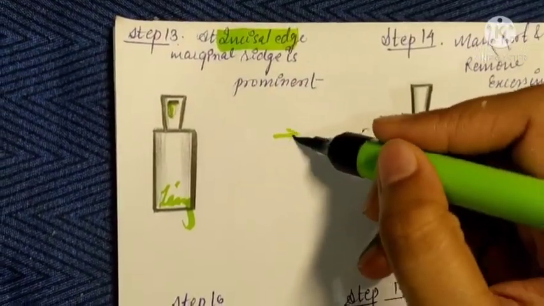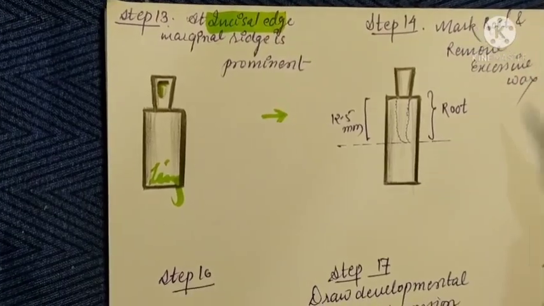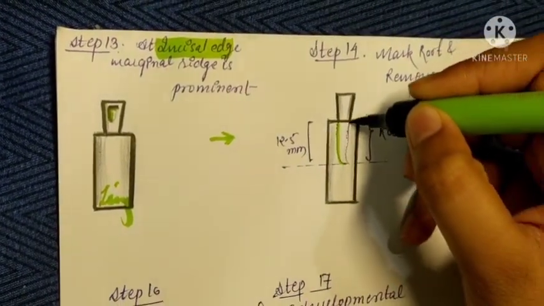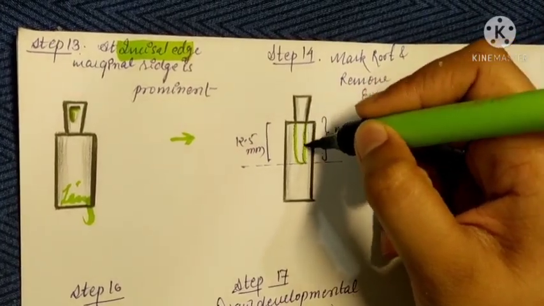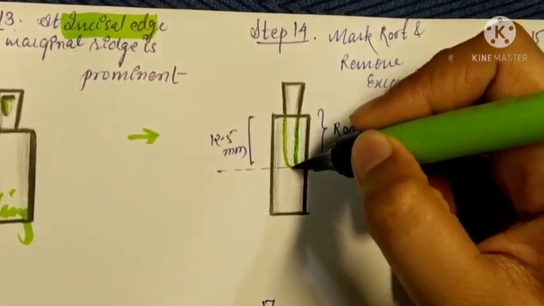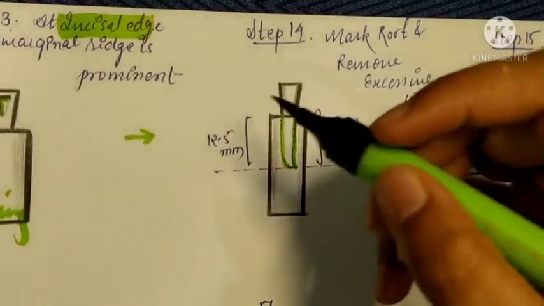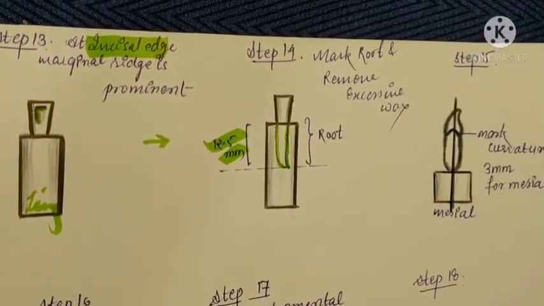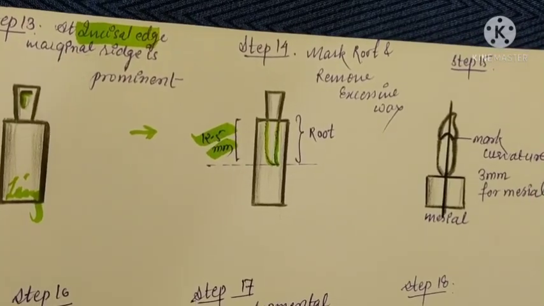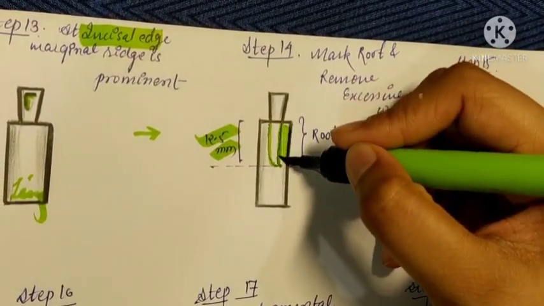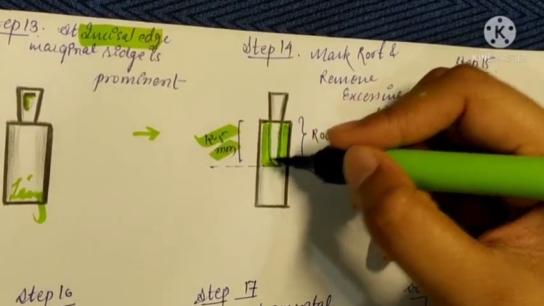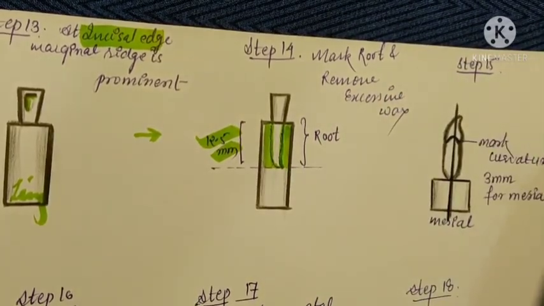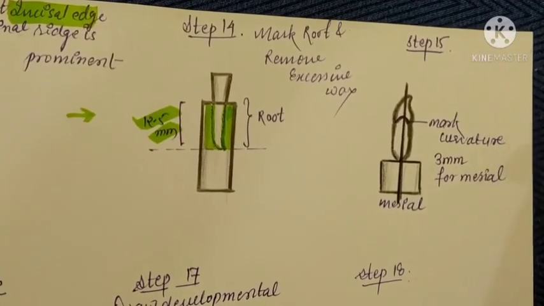Now moving to our next step, we have to mark our root. So this is our root, and the apex of the root is curved toward the distal side. So mark it accordingly, as our root is 12.5 mm. After removing the excess wax, this was the excess wax which I had to remove to get our root, which is curved. The apex of the root is curved toward the distal side. After removing this wax, we got our root.